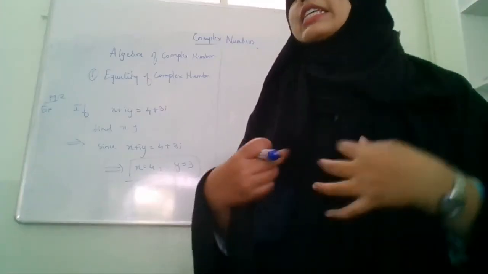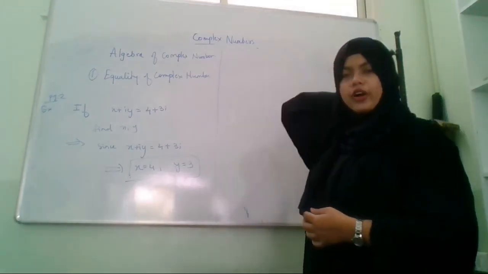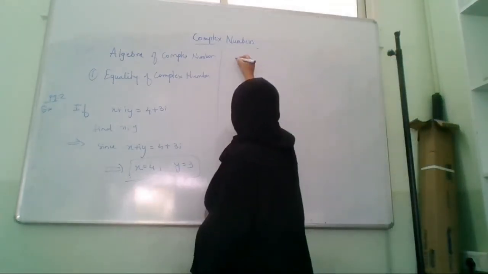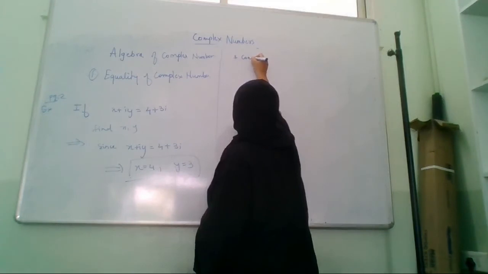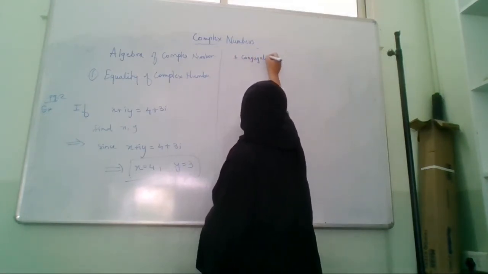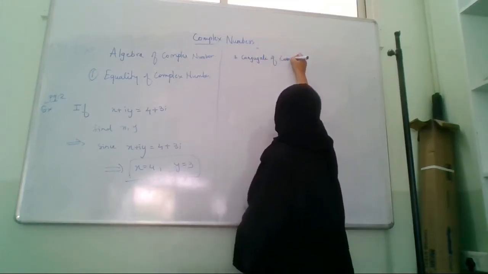Now the next term is the conjugate of a complex number.